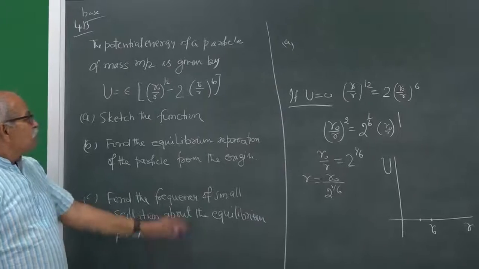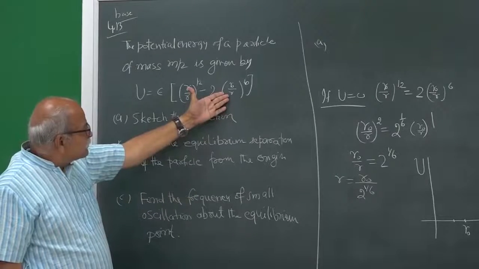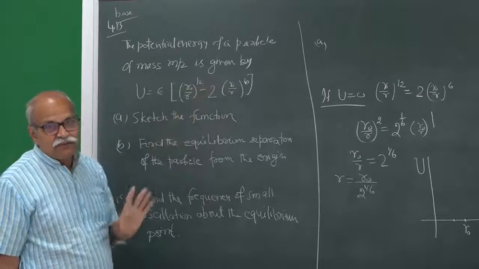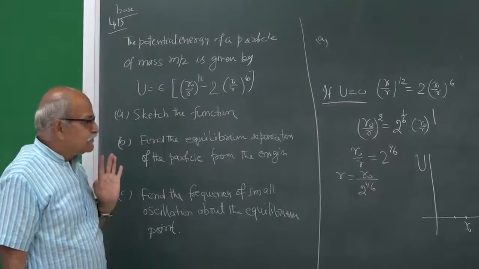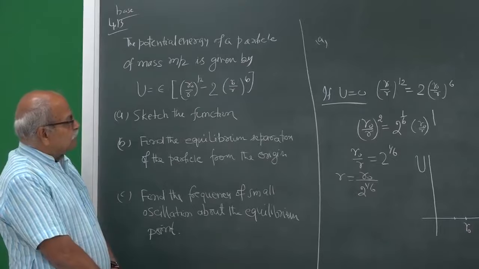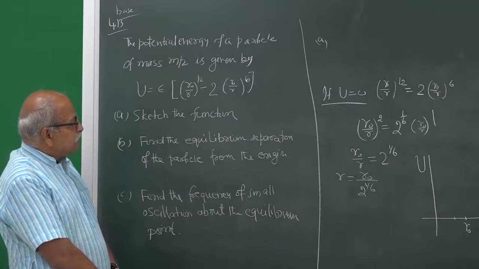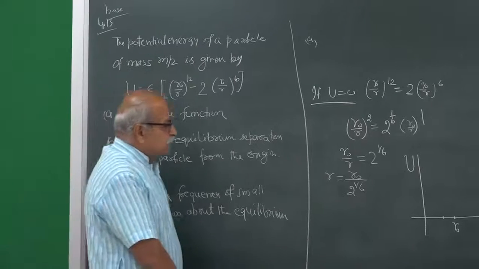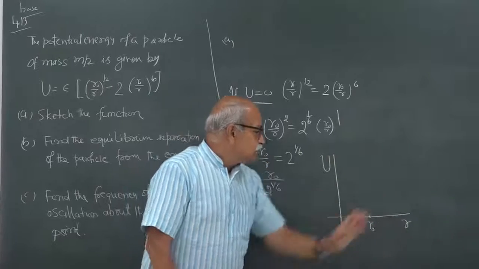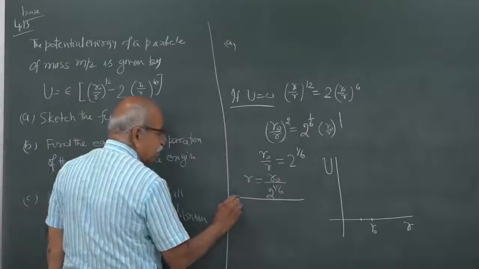Then, what happens if r is very large? If r goes to very large values, both terms go to 0, so ultimately u has to go to 0. That is another piece of information. Now, where are the maxima and minima? We have the information that for small r it is very large, for large r it is going to 0, and in between, what happens? For that, let us look for the maxima and minima.